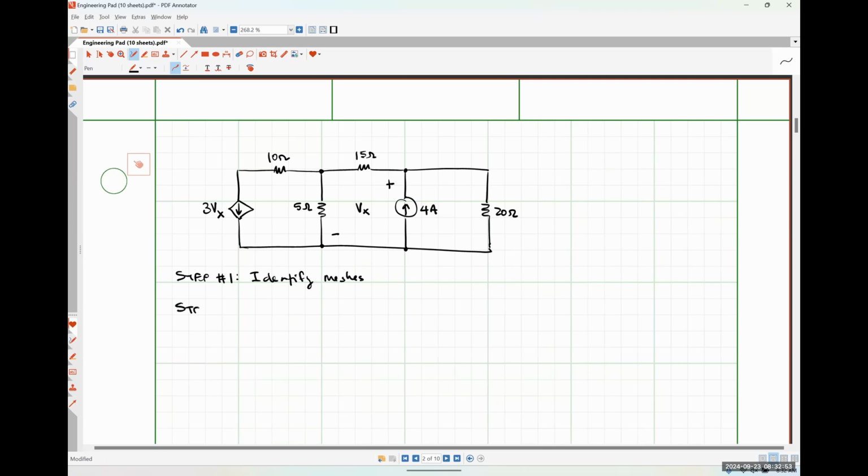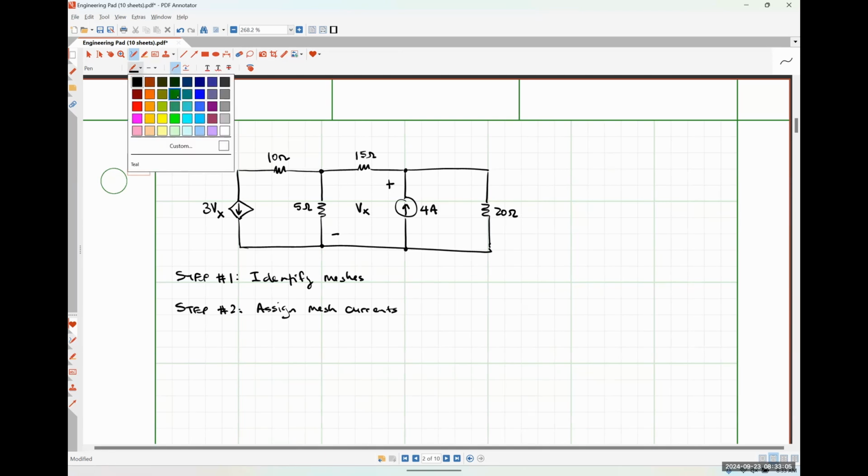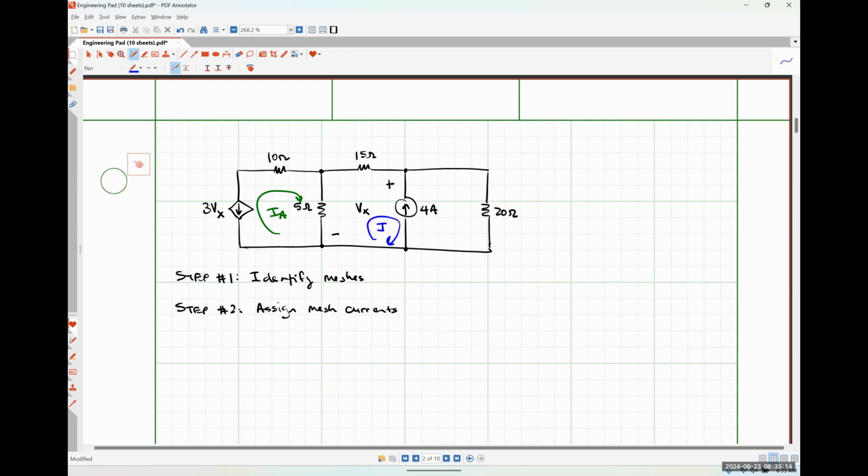And our second step is still going to be to assign our mesh currents. And I'm going to just knock these out simultaneously, right? So this could be my mesh current IA. This could be my mesh current IB. And this could be my mesh current IC, like so. So once again, just assigning them all clockwise because that's what I'm used to doing. We do have a controlling variable.